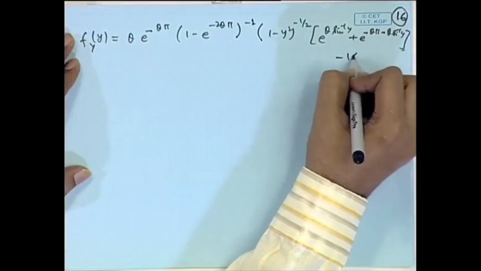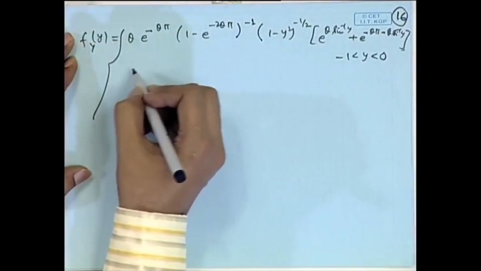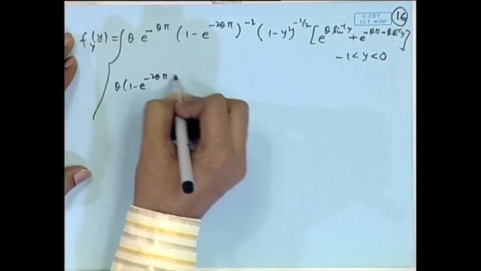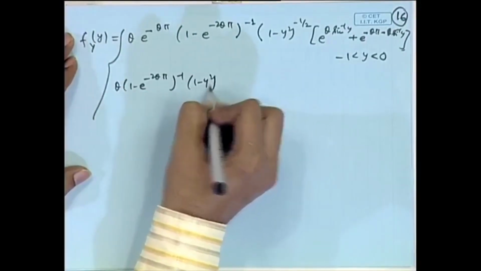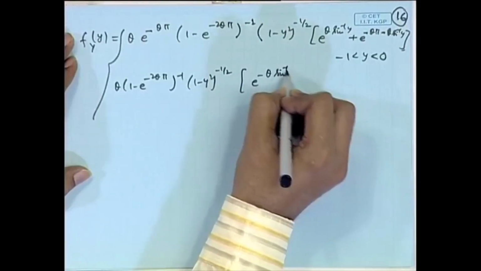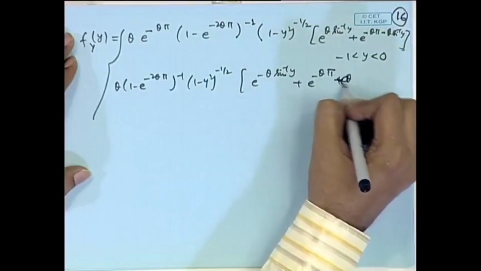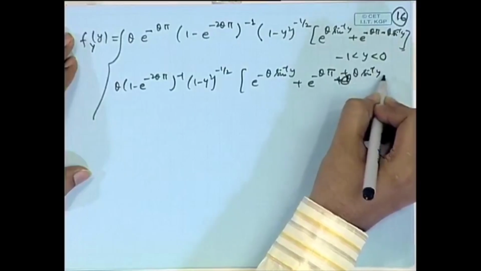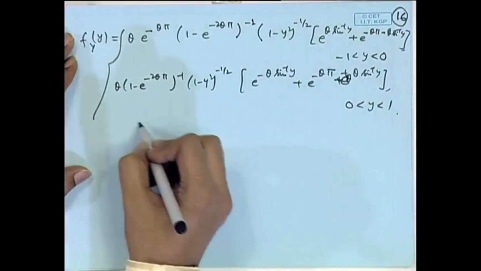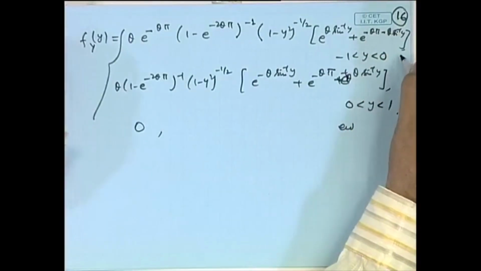This is for minus 1 less than y less than 0, and it is equal to theta (1 minus e to the power minus 2 theta pi) inverse (1 minus y square) to the power minus 1 by 2 [e to the power minus theta sin inverse y plus e to the power minus theta pi plus theta sin inverse y]. This is for y between 0 and 1, and of course, it is 0 for all other values of y, because y will lie between minus 1 to 1.